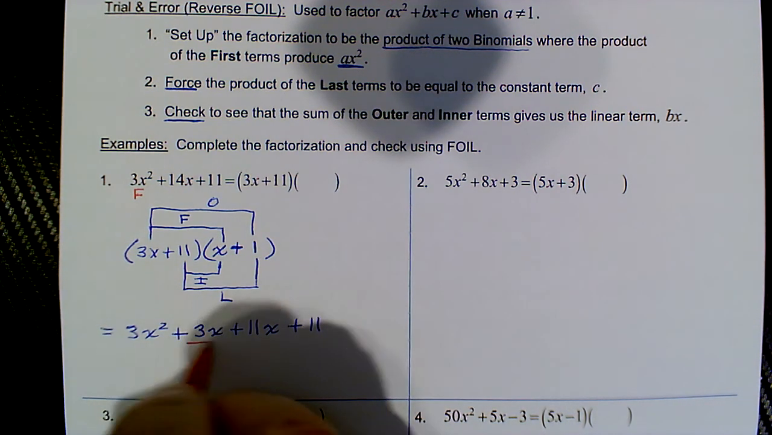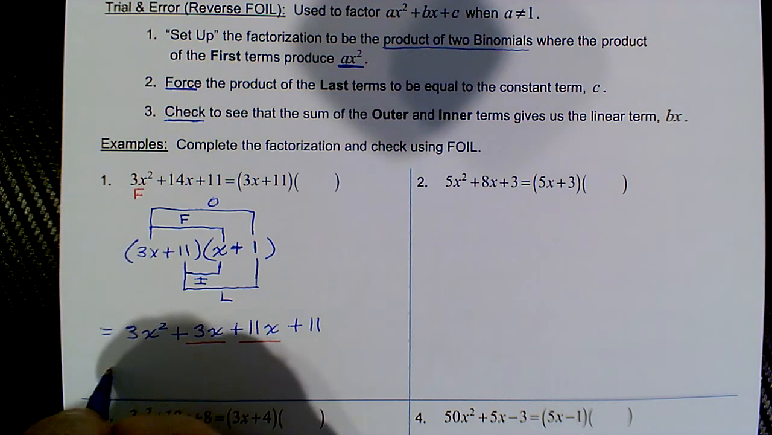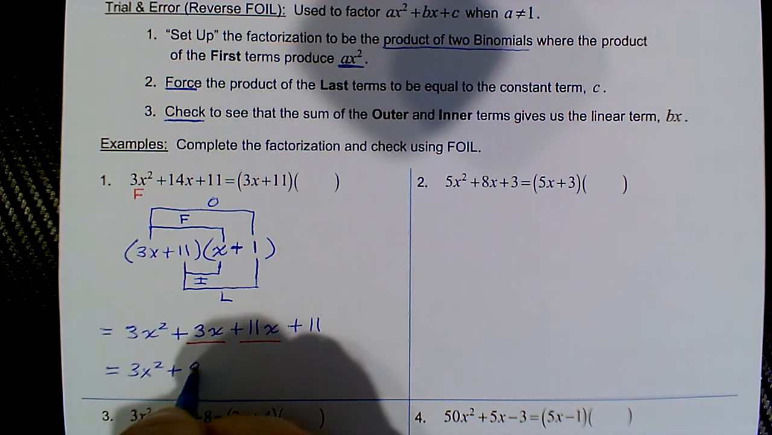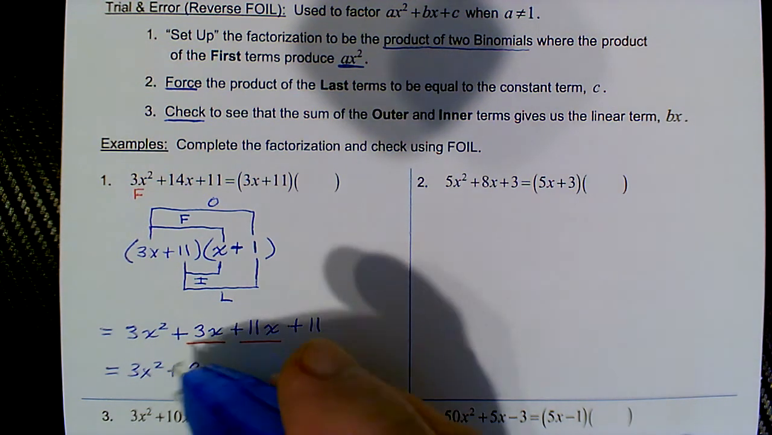And then, as we've noticed quite often, the outers and inners combine. We recopy the 3x squared, 3x combined with 11x gives us 14x.